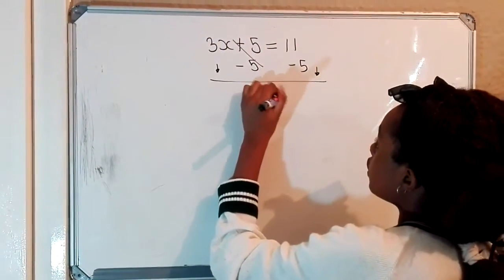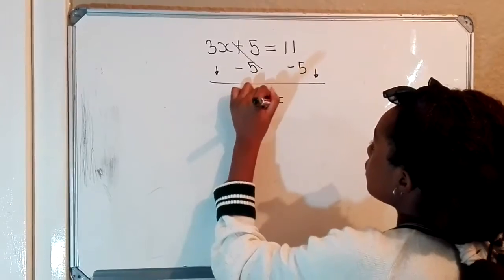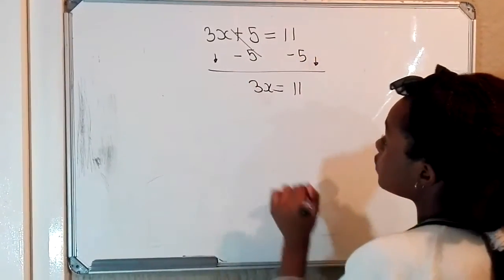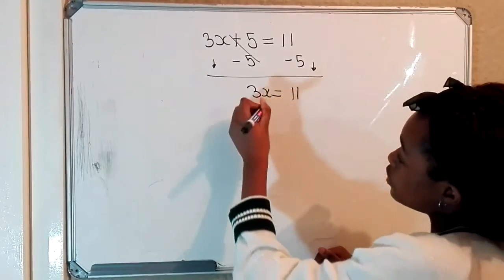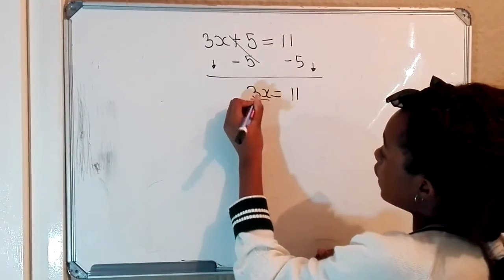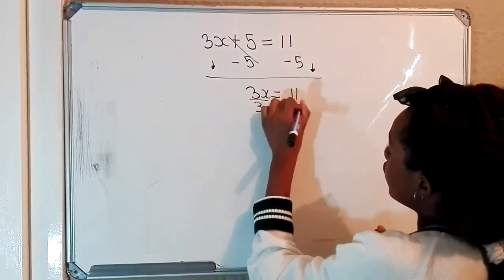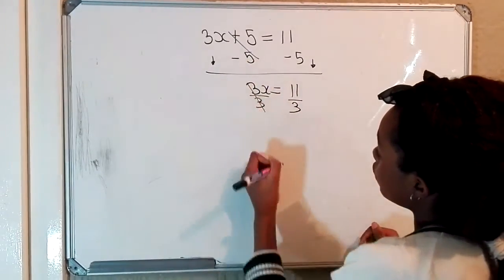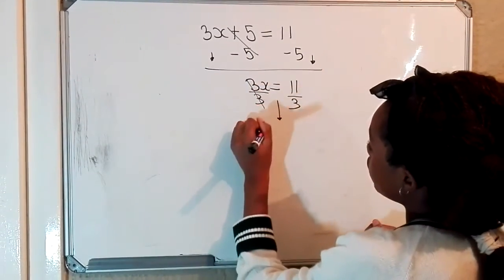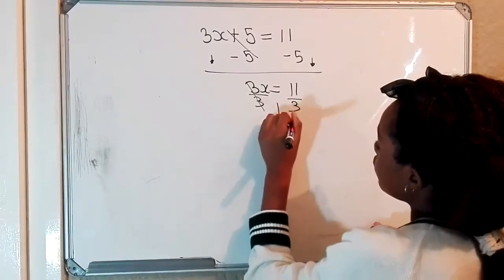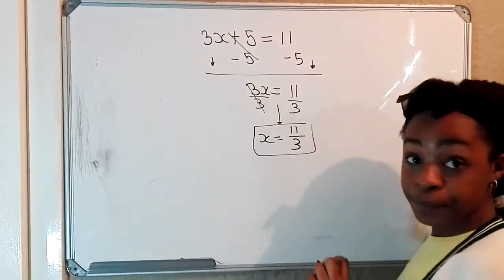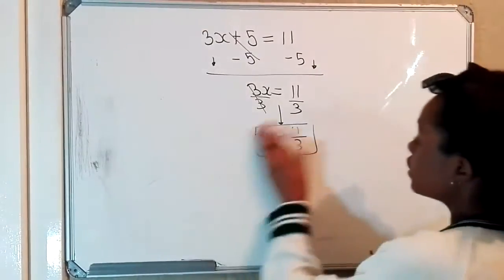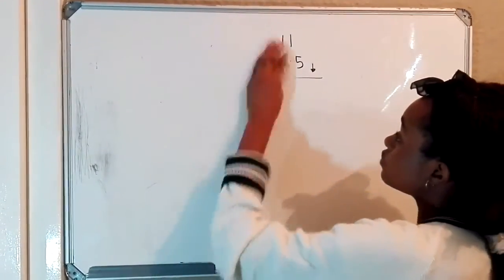You're left with 3x is equal to 6. Because it's multiplication, you're multiplying 3 and x, we need to do the opposite, which is dividing. So divide 3 on this side and divide 3 on that side. 3 and 3 will cancel. Bring this all the way down. We're left with x is equal to 11 over 3. This is our final answer, okay? So let's move on to the next one.